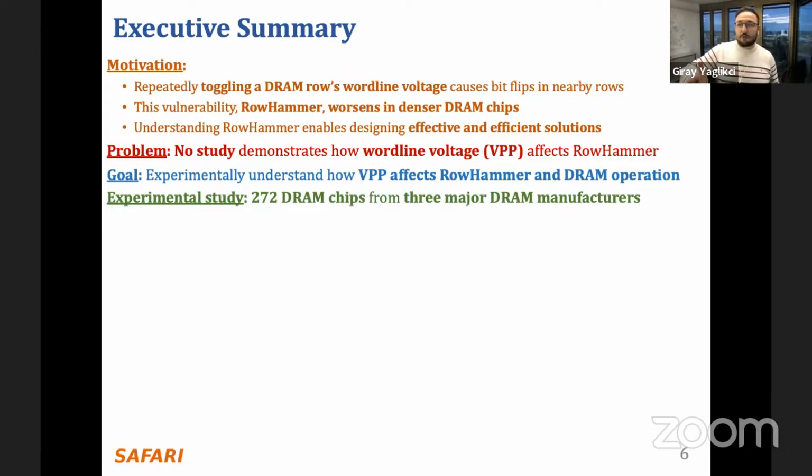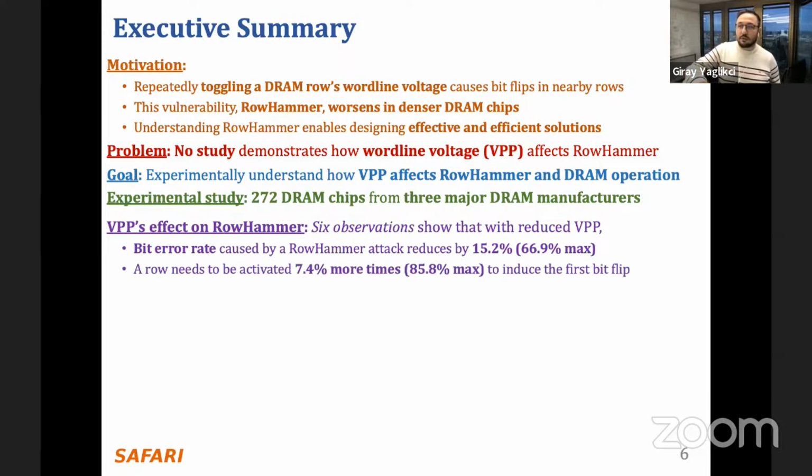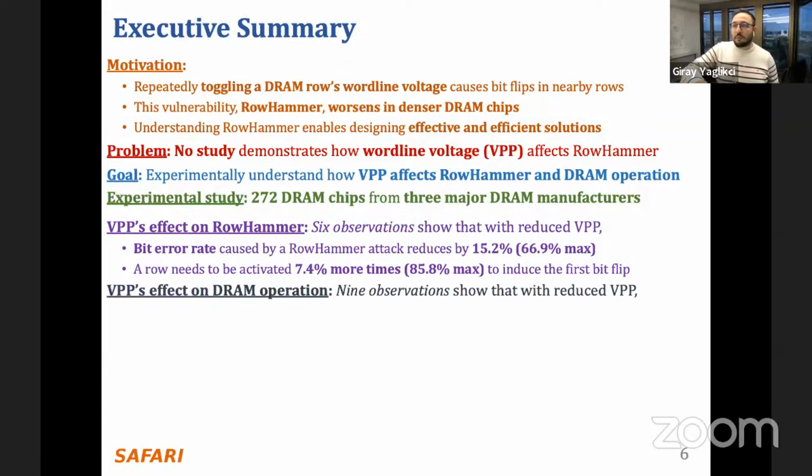To this end, we perform an experimental study on 272 DRAM chips from 3 major DRAM manufacturers. We come up with 6 observations showing that with reduced VPP, the bit error rate caused by a RowHammer attack reduces significantly, and a row needs to be activated slightly more times to induce the first bit flip. So it means that when we reduce voltage, we can reduce RowHammer vulnerability, right?